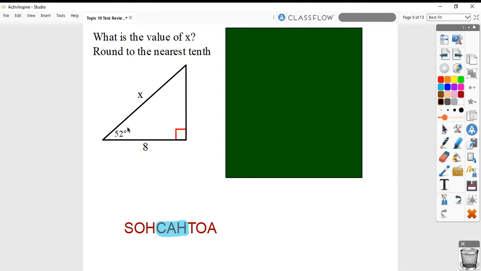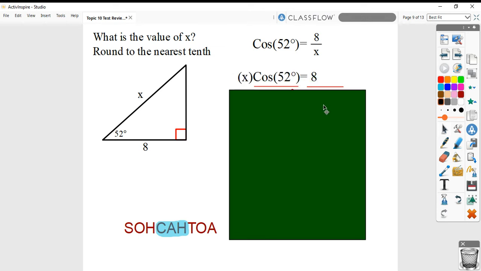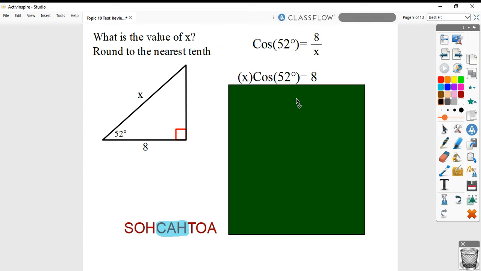We set up a cosine equation. Cosine of our angle equals the adjacent over hypotenuse. So cosine 52 equals 8 over x. Now, just like before, our x is inside of a fraction, and we want it to not be inside of a fraction. So we multiply times the denominator, just like we did before. Okay, we multiply times x on both sides.